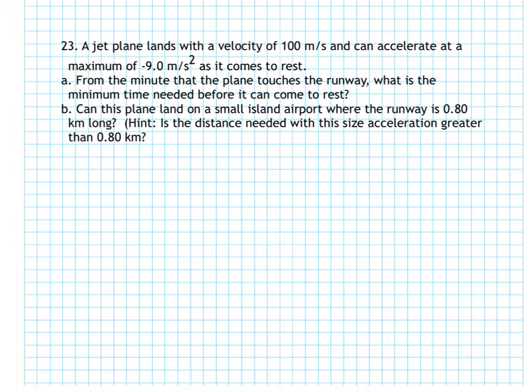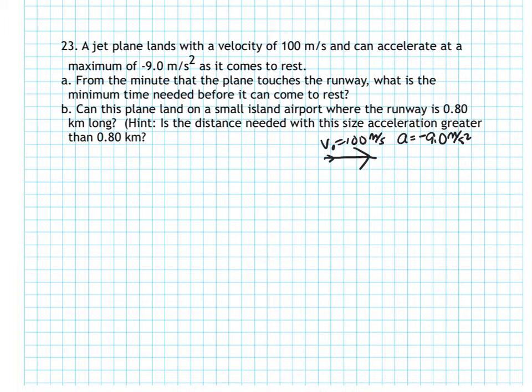I will start with the body of my plane, and there, the front wings, back wings. And the plane lands with a velocity, so v naught is equal to 100 meters per second. It can accelerate at a maximum of negative 9 meters per second squared. So it's going to slow down at a rate of 9 meters per second squared. That's why it's negative there. So we typically call that a deceleration.